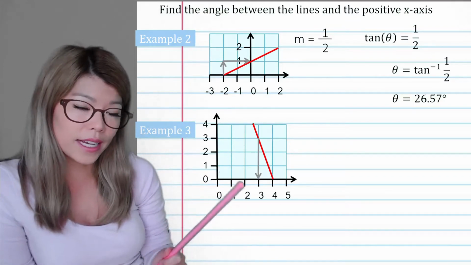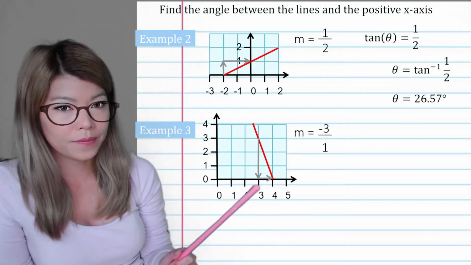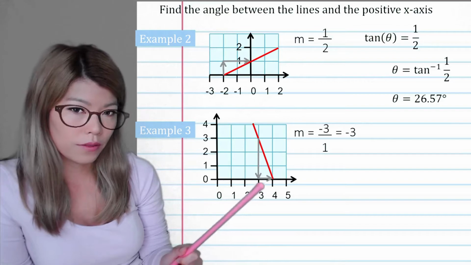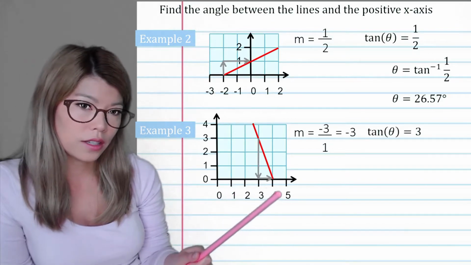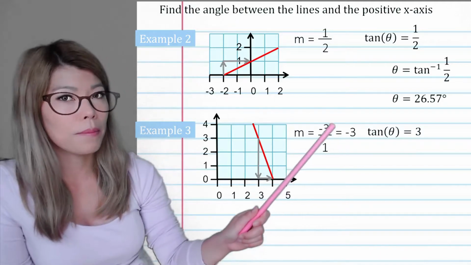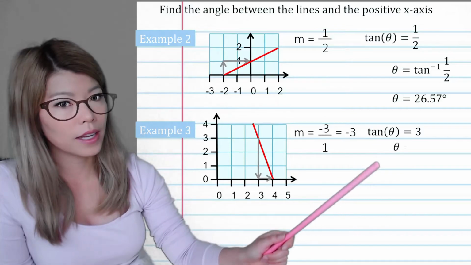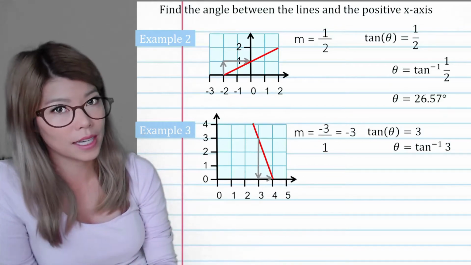So here we have a negative gradient, minus 3 over 1 is minus 3. But when we're doing tan theta, we're looking at opposite over adjacent, and the length of the opposite here is just 3 and the adjacent is just 1. So we're just looking at the positive of the gradient. Be very careful. So when we plug in the calculator, you're doing tan inverse 3, not tan inverse negative 3.